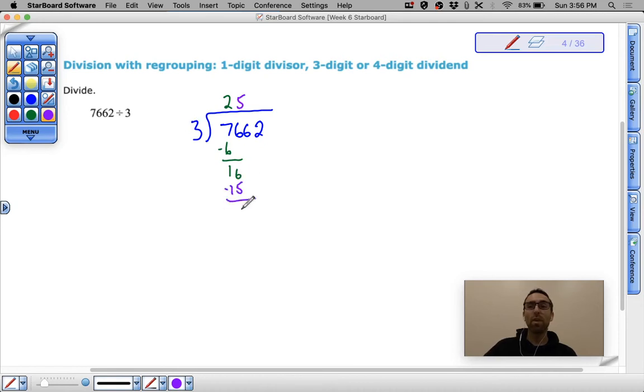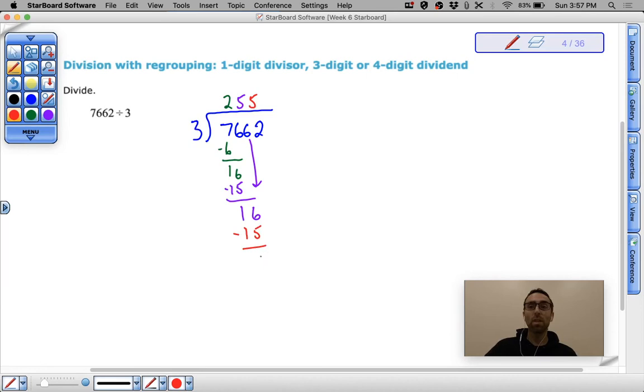And 6 minus 5, I get an answer of 1. And then I have to bring down this other 6 I did not use. So again, I'm trying to see how many times 3 can go into 16. I did the same thing on the last step, and that was 5 times. So I'm going to put this in here as a 5. And 5 times 3, I get an answer of 15.